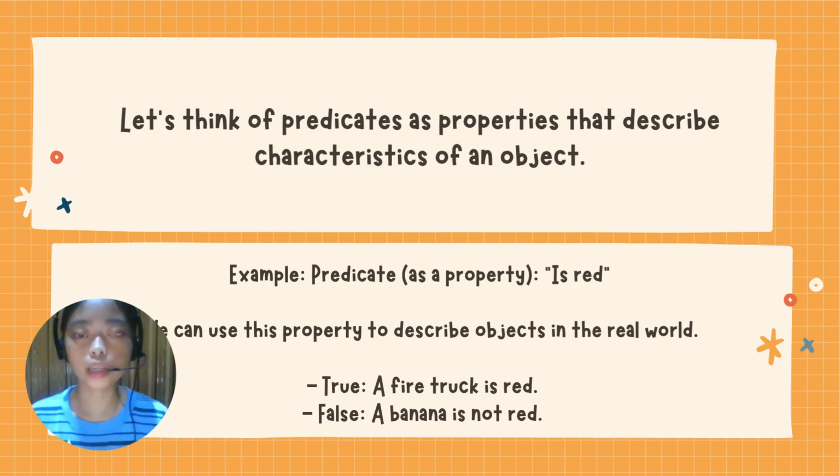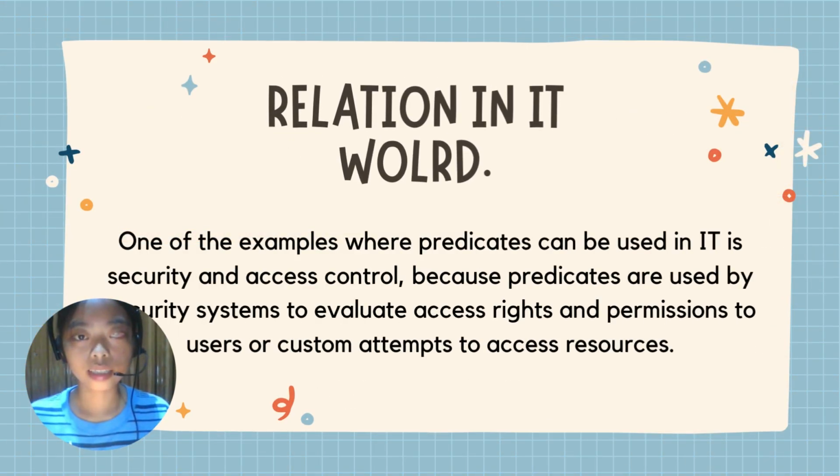So let me give you the key points about predicates as properties. They characterize or define specific attributes of objects. Then the truth values: the property is either true or false for a given object. The applications: predicates as properties are used in object-oriented programming, database systems, and knowledge representation to define and categorize objects.